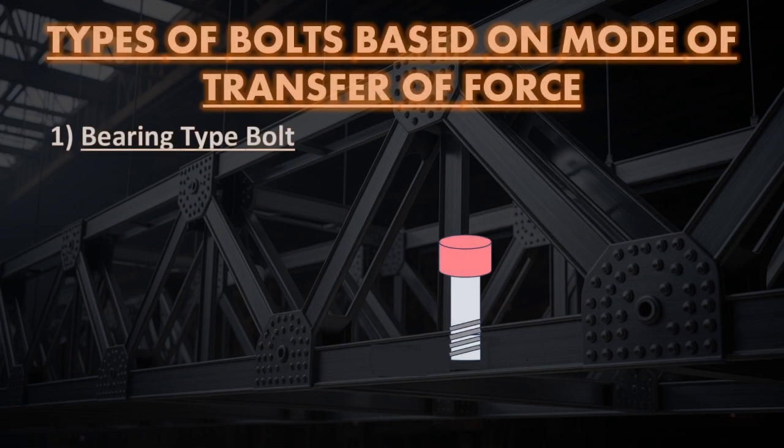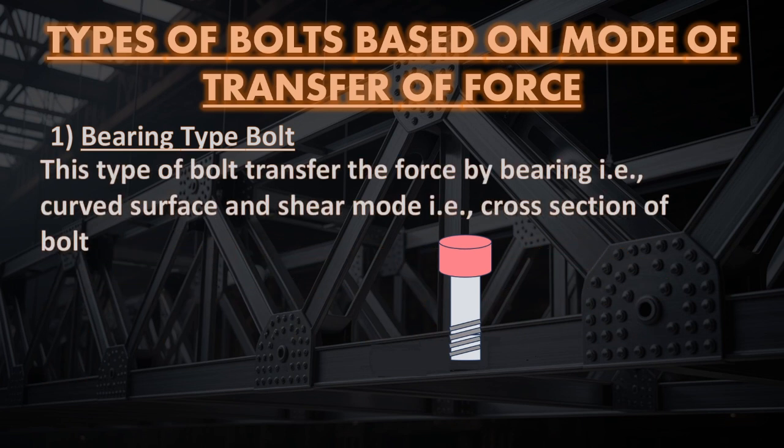Types of bolts based on mode of transfer of force. 1. Bearing type bolt. This type of bolt transfers the force by bearing, that is the curved surface, and shear mode, that is the cross-section of the bolt.